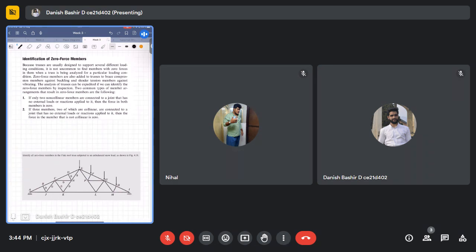So what are the fundamentals behind identification of the zero force members? There are only two thumb rules you can use. One thumb rule is that if only two non-collinear members are connected to a joint that has no external loads or reactions applied to it, then the force in both the members is zero. Let me make this clear with an example, because I think everything should be explained with the help of an example. Otherwise, it's very difficult for you.